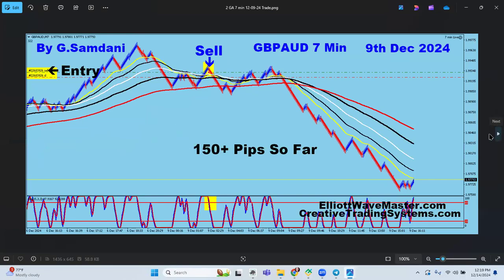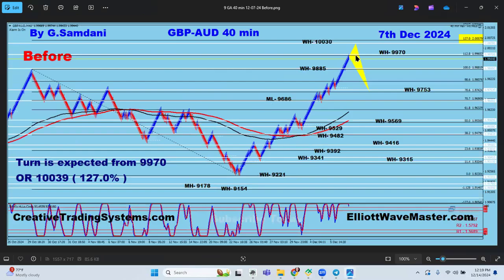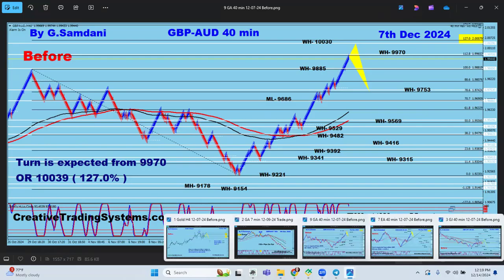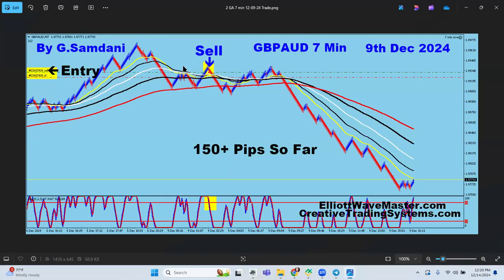So this is the gold trade, and then this one, you can see, is the pound Aussie 7-minute chart entry here, 150 pip. This is because of the chart that I made, that it is going to be dropping from 99.70 to 97.53. I made the chart also on Saturday. You can see it here, from 99.70 to 97.53. I don't have the lines here, but you see 99.34 at the entry and 97.79 where I closed, 150 pips. So based on that chart.